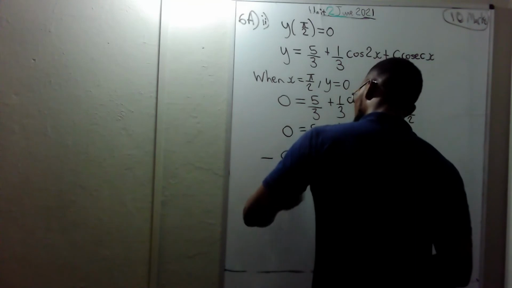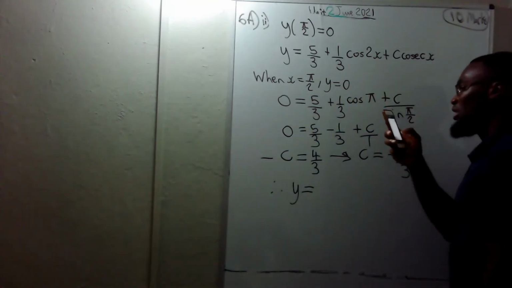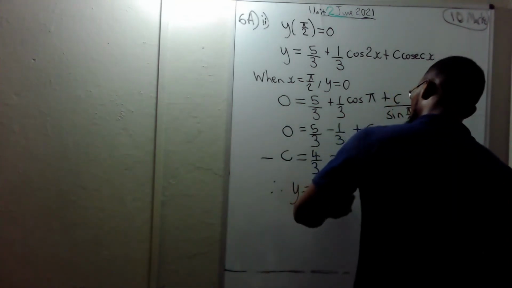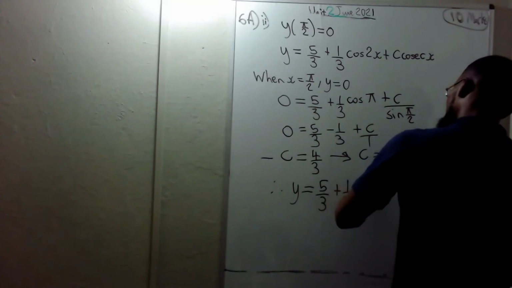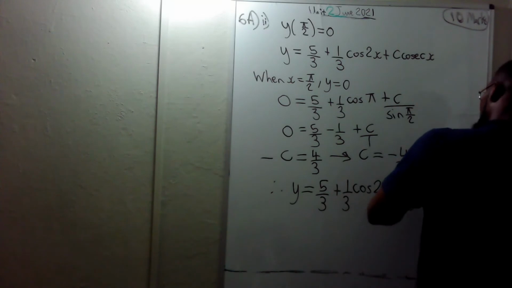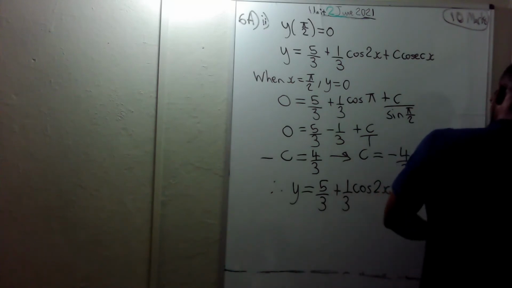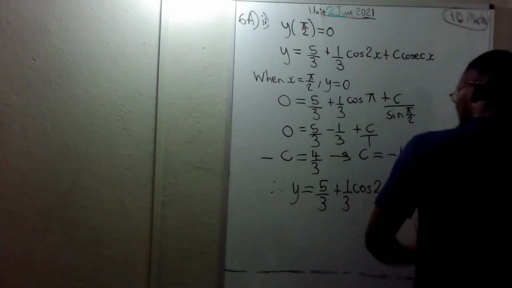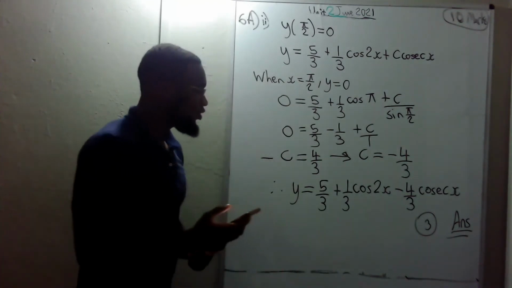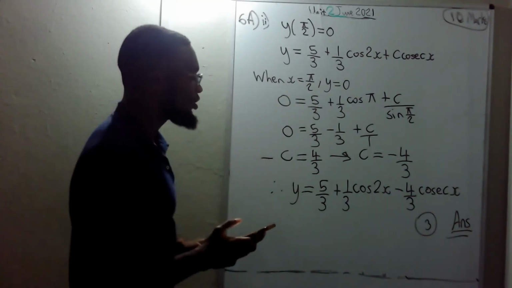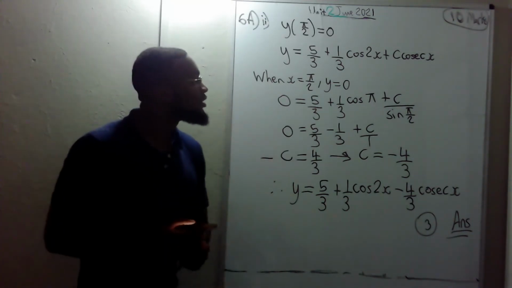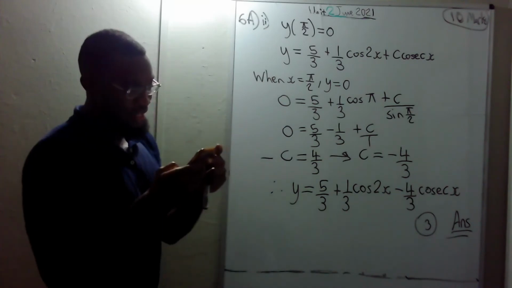So therefore, the specific solution in this case is y is equal to 5 over 3 plus 1 over 3 cos 2x. C is negative 4 over 3, so minus 4 over 3 cosec x. That's the answer. This is 3 marks. That's it right here, that's part 2. y equals 5 over 3 plus 1 over 3 cos 2x minus 4 over 3 cosec x. And that's it. Nothing much to it really. Nice.